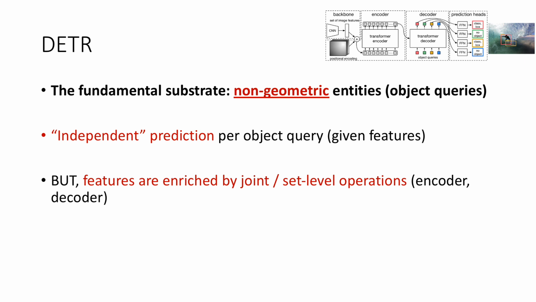I think DETR represents an exciting example of how rethinking the fundamentals of object detection as a machine learning problem can fundamentally change the models and challenges that we face in research.